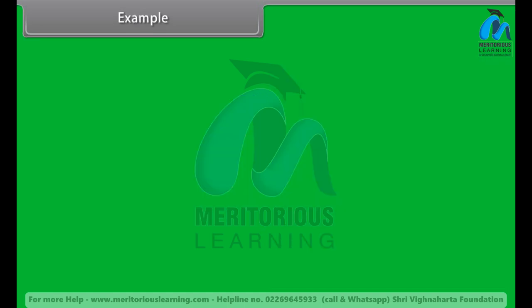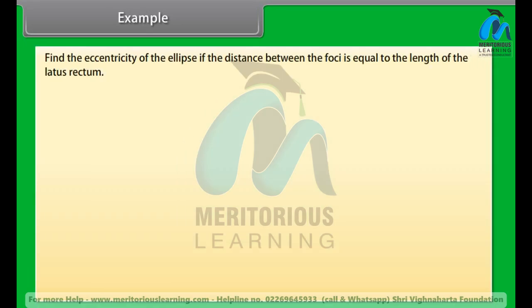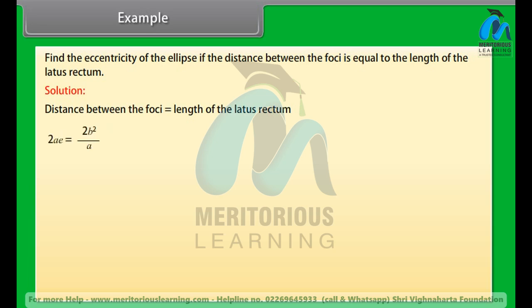Example: find the eccentricity of the ellipse if the distance between the foci is equal to the length of the latus rectum. Solution: distance between the foci is equal to the length of the latus rectum. 2ae is equal to 2b square upon a, or ae is equal to a square into (1 minus e square) upon a, or e is equal to 1 minus e square, or e square plus e minus 1 is equal to 0.